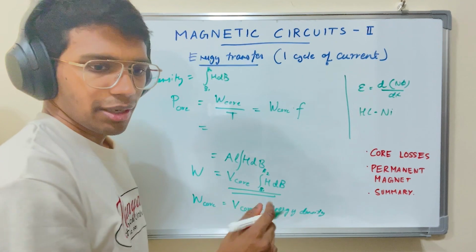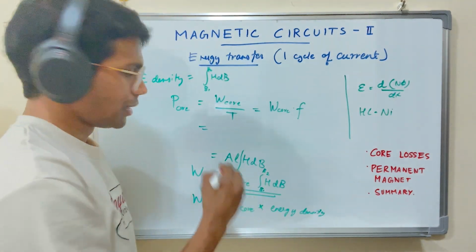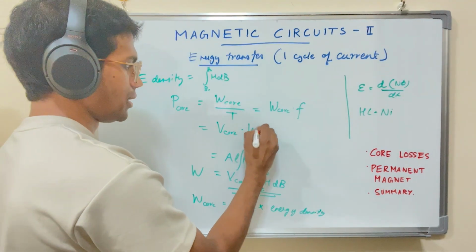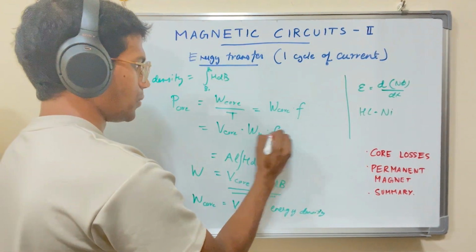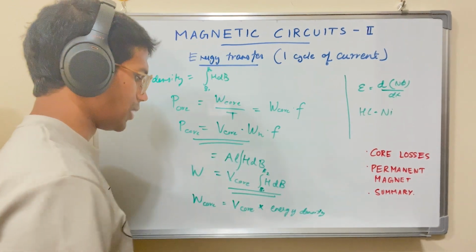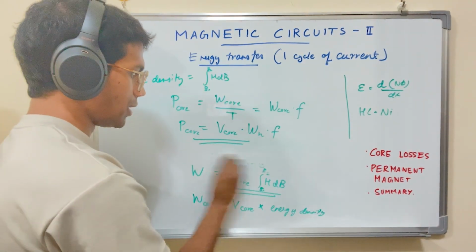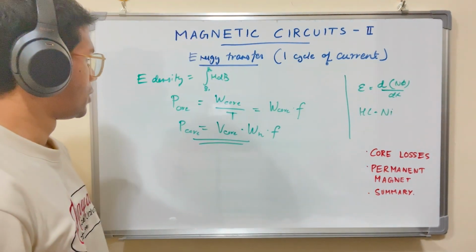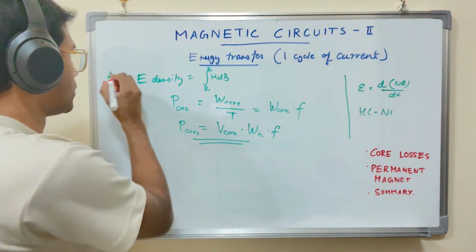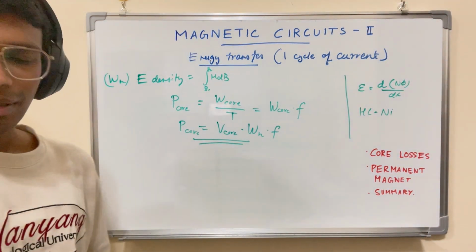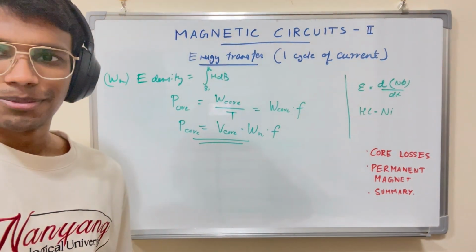So in total it would give us V core times the energy density times frequency, and that is the total power that's lost due to hysteresis. And yes, the W subscript H denotes the energy density, so I'm just going to put that in the corner. So yeah, that's the losses.